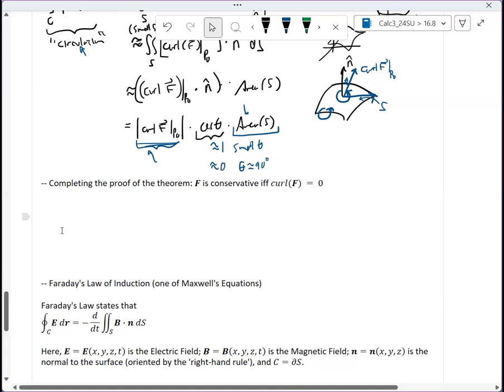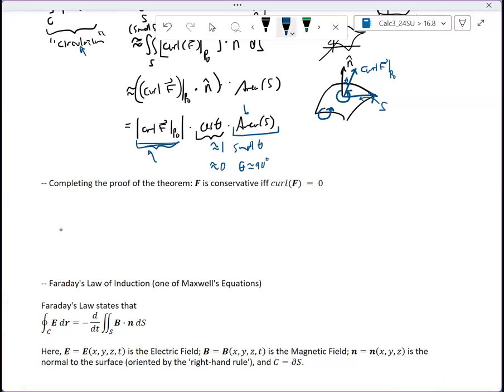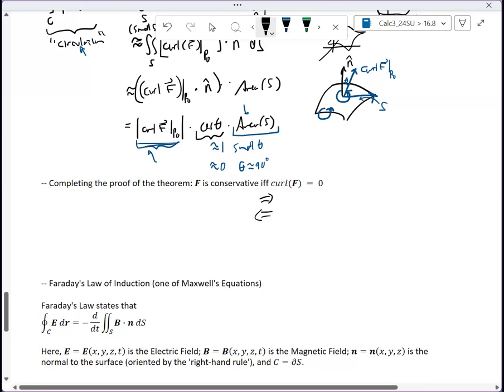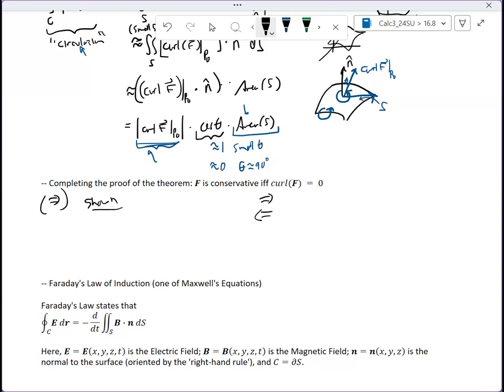Okay, another application of Stokes' theorem. Well, we had this theorem we discussed previously that F is conservative if and only if curl F equals 0. So if F is conservative, then curl F equals 0. And if curl F is 0, then F is conservative. Going this way, we showed that before. We showed that if F is conservative, then curl F is 0.